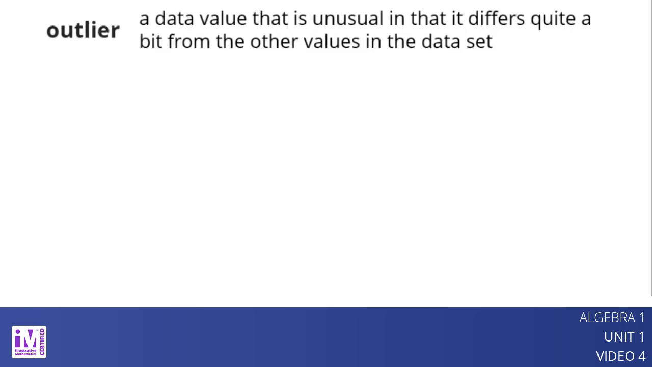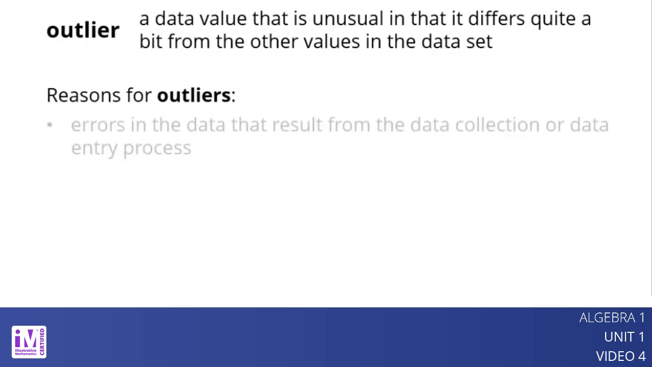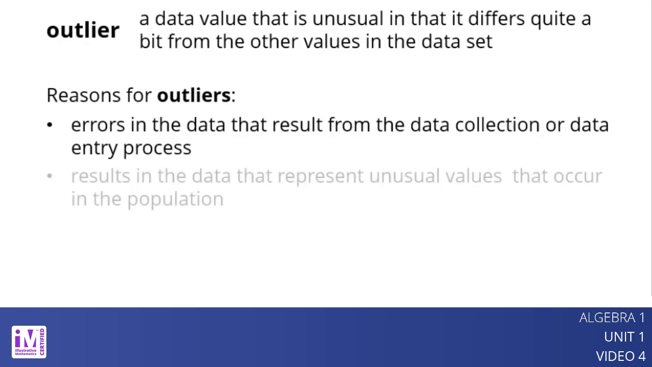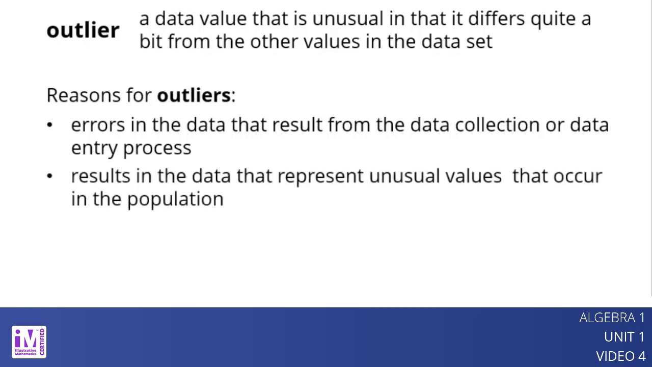In statistics, an outlier is a data value that is unusual in that it differs quite a bit from the other values in the dataset. Outliers occur in datasets for a variety of reasons, including, but not limited to, errors in the data that result from the data collection or data entry process, or data that represent unusual values that occur in the population. Outliers can reveal cases worth studying in detail or errors in the data collection process. In general, they should be included in any analysis done with the data.